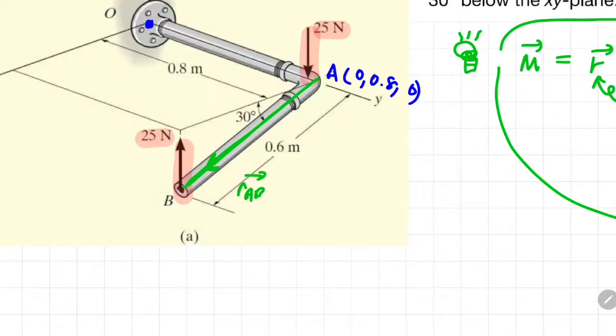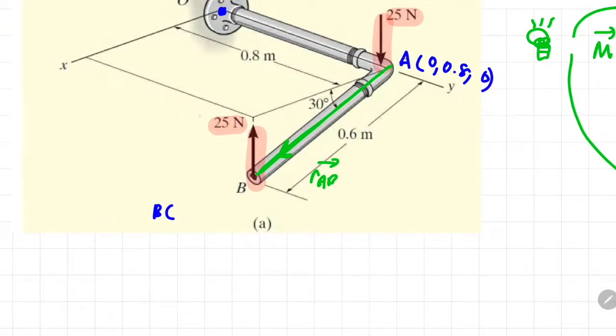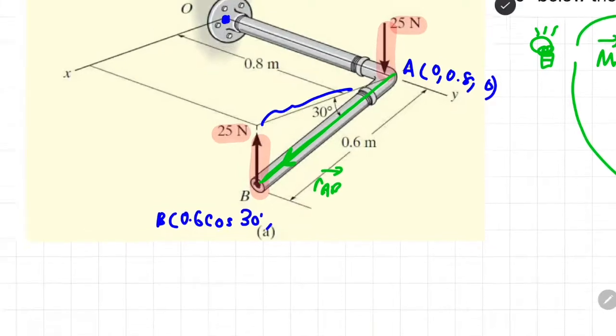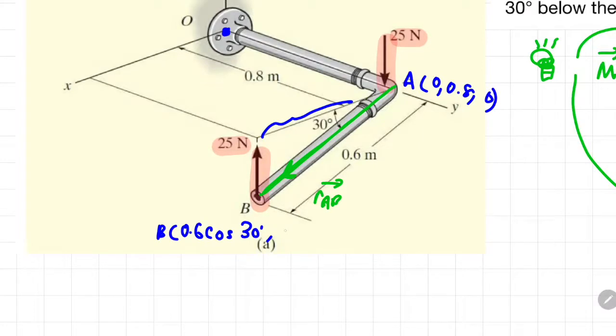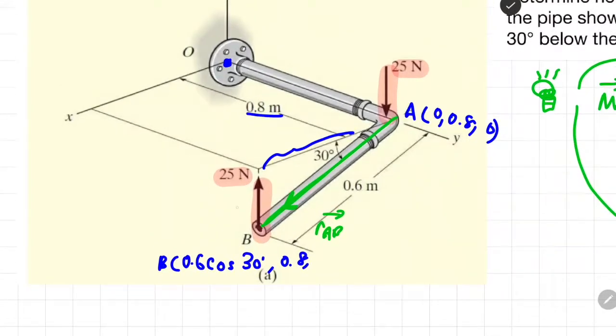So correspondingly, you also need to look for the coordinate B. Coordinate B, if you look carefully, along the x direction would be this distance, which you can calculate by using 0.6 cos 30. So it's like a trigonometric triangle over there, right? And then the y coordinate, if you look carefully, would be 0.8 meter. And the z coordinate would be from this point to this point, by which you can calculate using the trigonometric relationship of 0.6 sin 30. Don't forget the negative sign because it's pointed downwards.